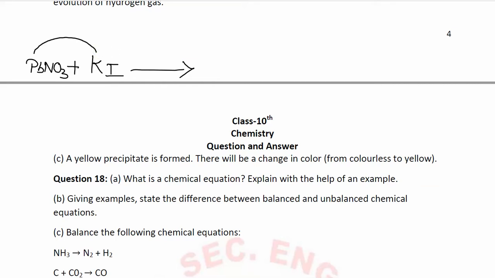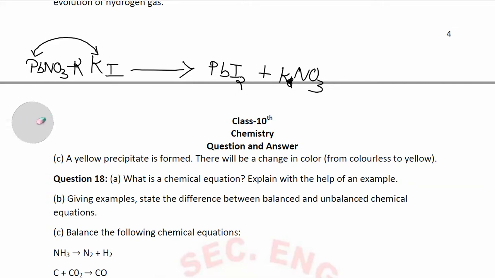Here an exchange of ions will take place. The exchange of ions, cations, will take place, and PbI2 will be formed, and KNO3 will be formed. PbI2 and KNO3 will be formed out here.